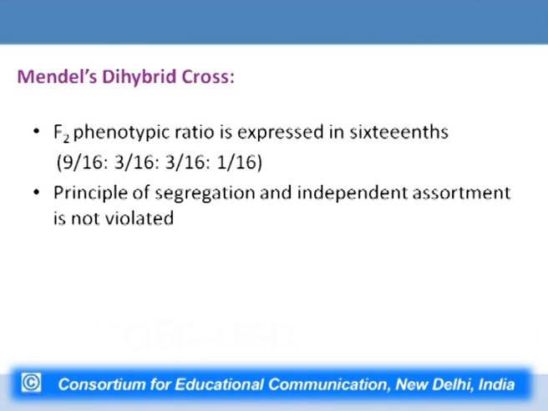In a Mendel dihybrid cross, the principles of segregation and independent assortment are followed. These are the laws established by Mendel, that the alleles segregate independently, and that when we are considering two different loci, the alleles at the two different loci assort independently of each other. These particular laws are followed during a dihybrid cross.